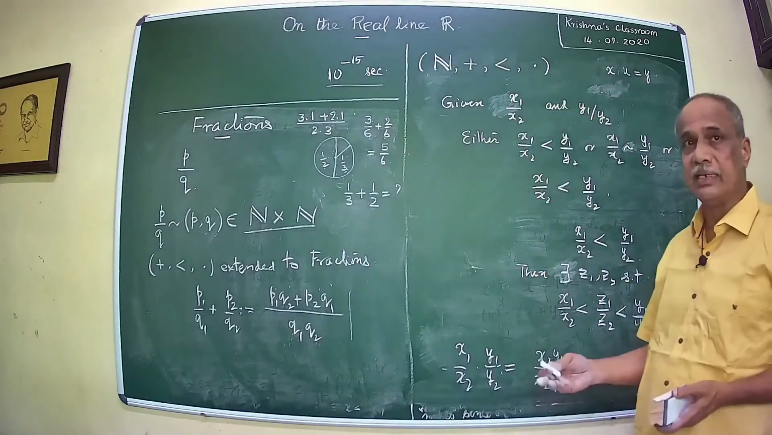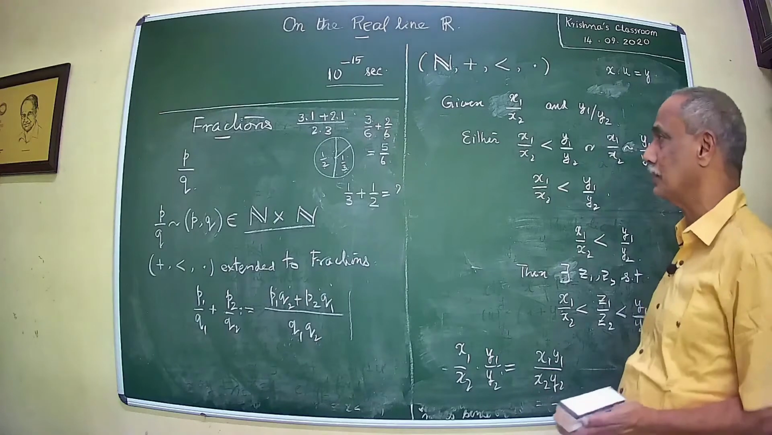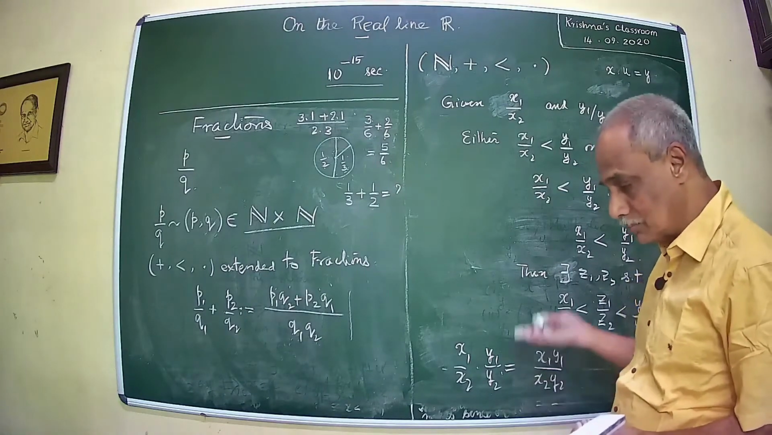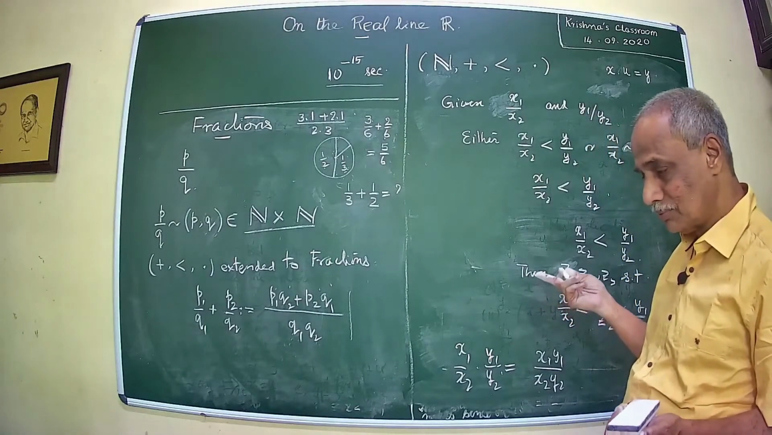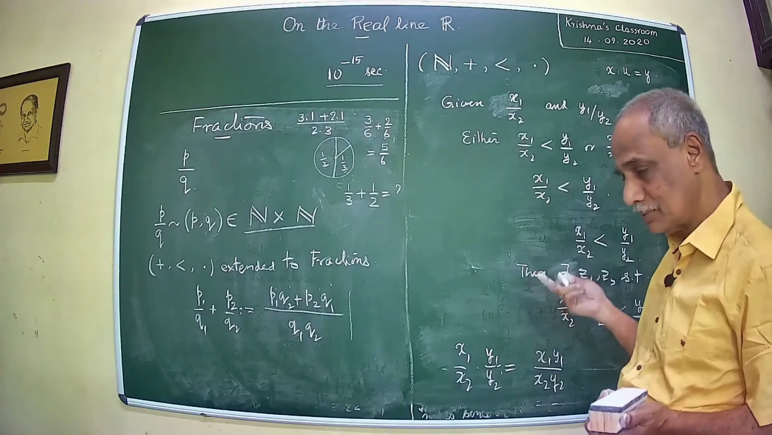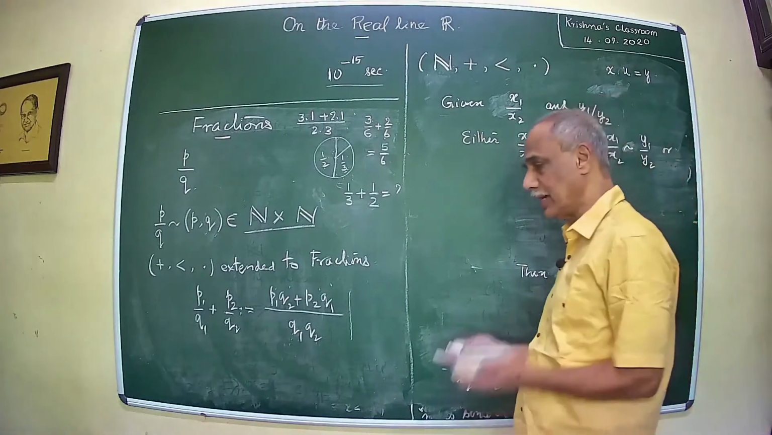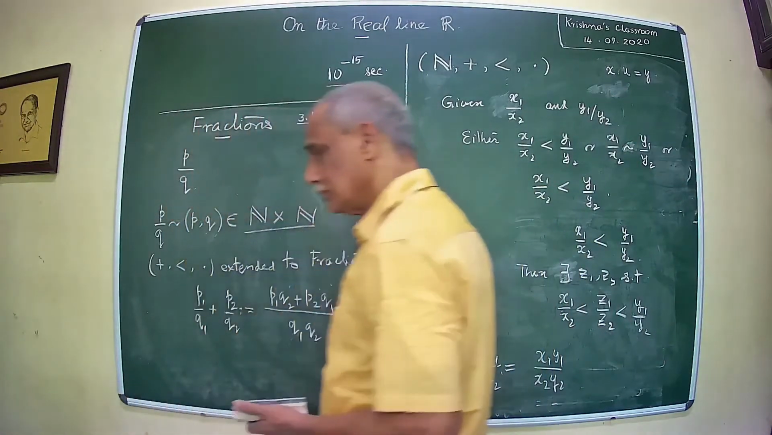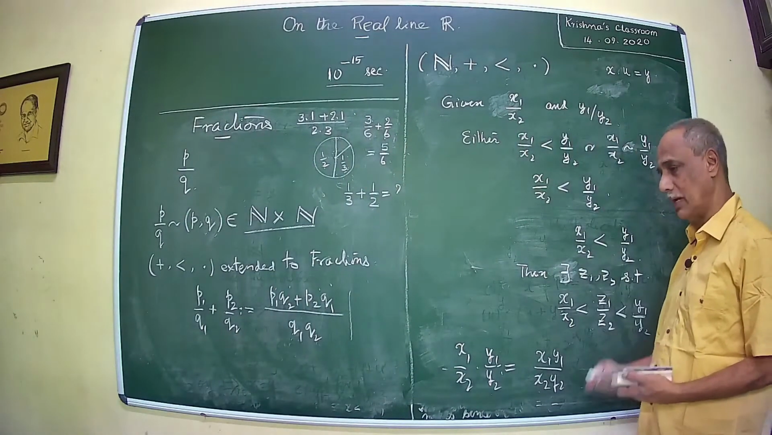Equality is now called equivalence because of the simple reason that things like 1 by 3 are not equal to 2 by 6. As points in n cross n, they are not the same, but they have a relation, and that relation is what we call equivalence.